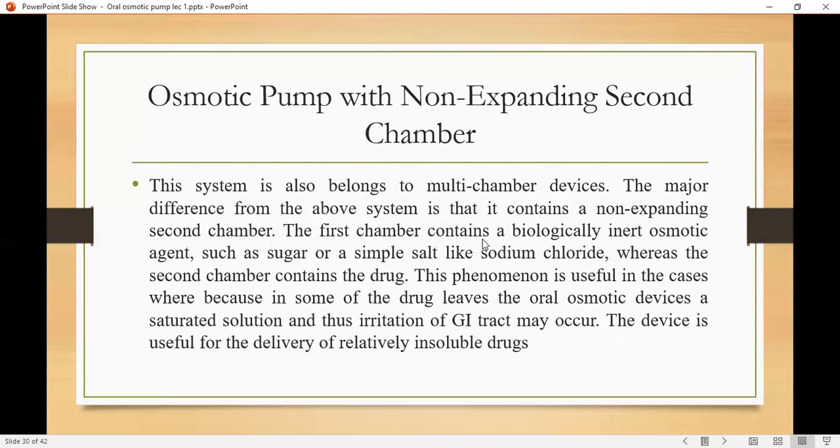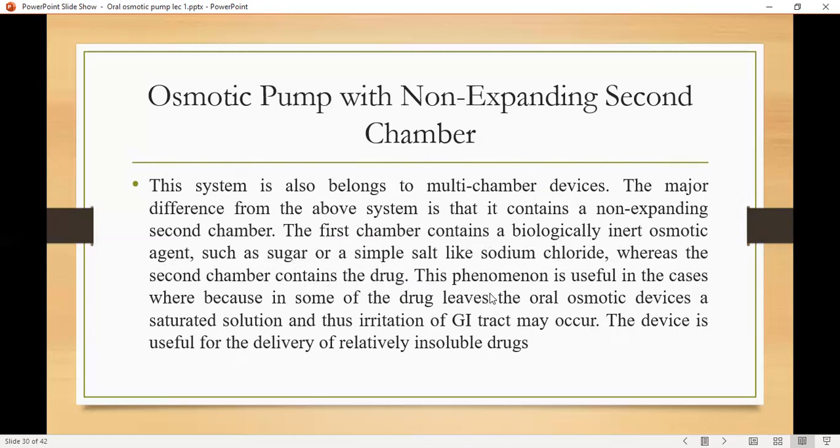The first chamber contains a biologically inert osmotic agent such as sugar or a simple salt like sodium chloride, whereas the second chamber contains the drug. So it means it contains two chambers. The first chamber contains the osmotic agent and the second chamber contains the drug.